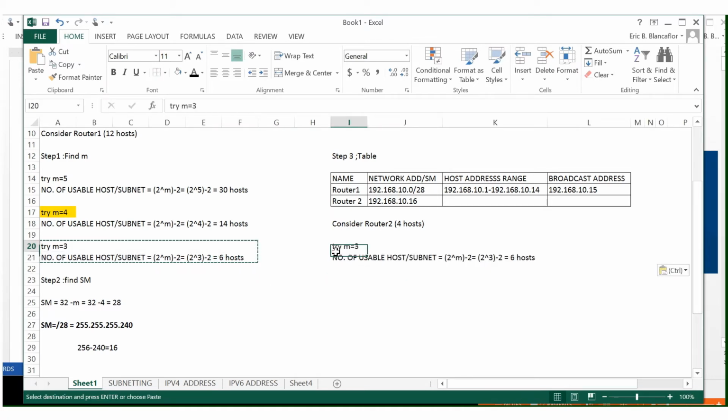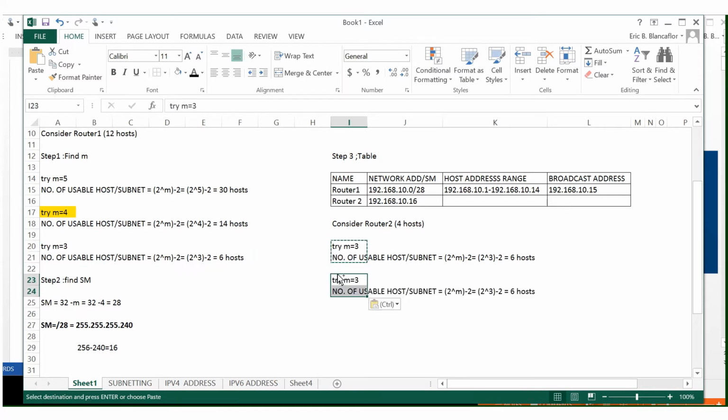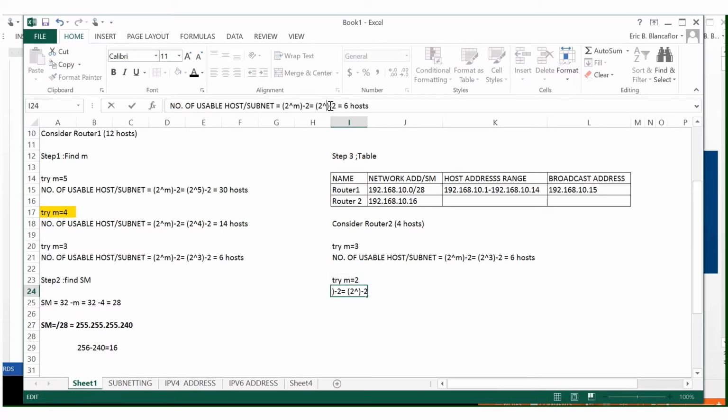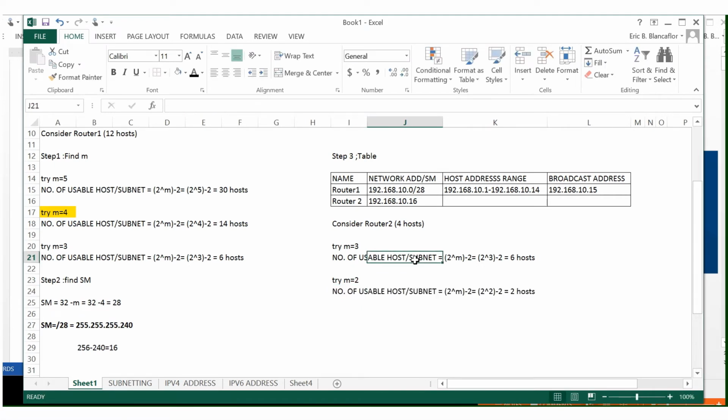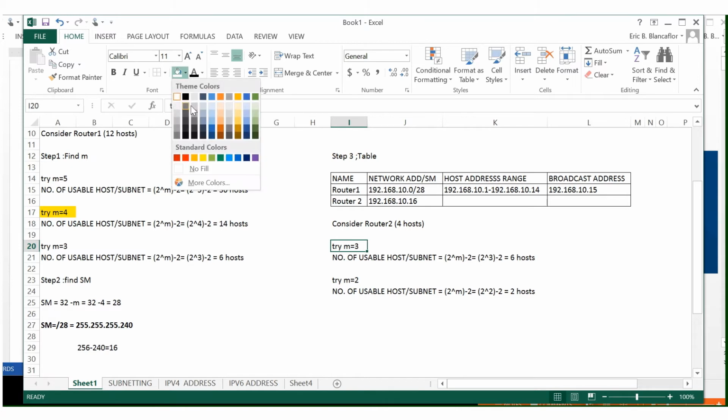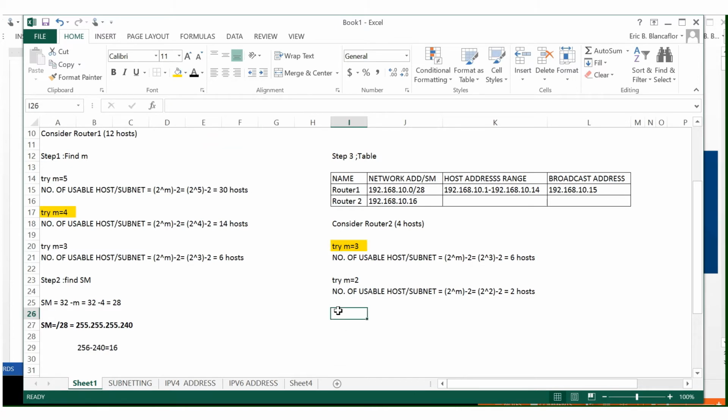So, let's say we try if M is equal to 2. So, if M is 2, 2 raised to 2 minus 2. 2 raised to 2 is 4, diba? Minus 2 is 2 hosts. So, what's the right M? Sorry, 3. Right M is 3 because in M of 3, there are 6 hosts. Ito, kulang na to. It's not enough already. So, this is the right M. Okay. 3. And next step is we find the subnet mask.